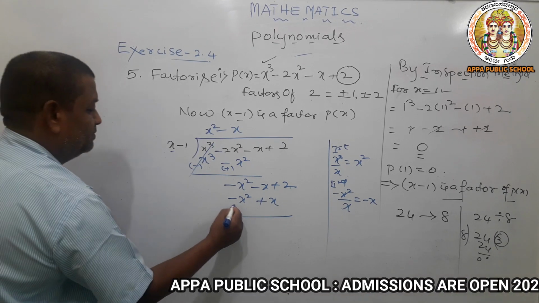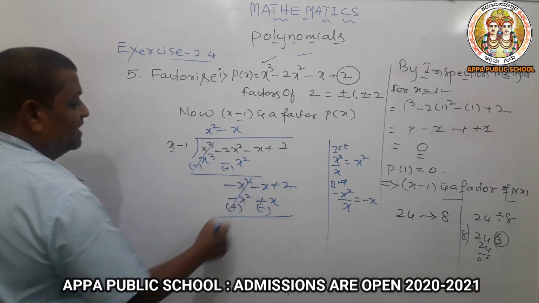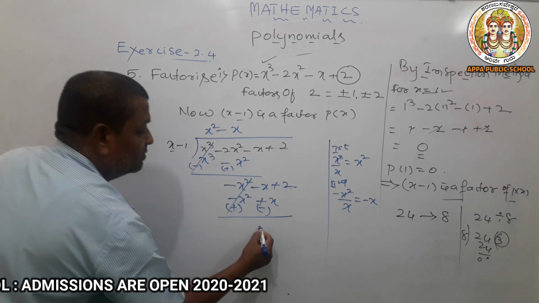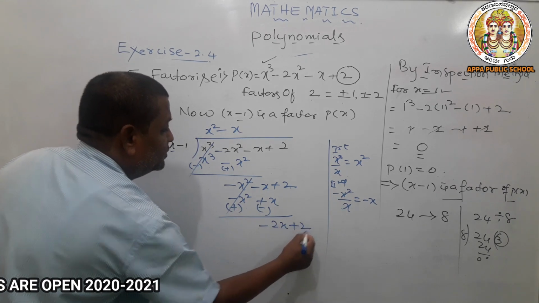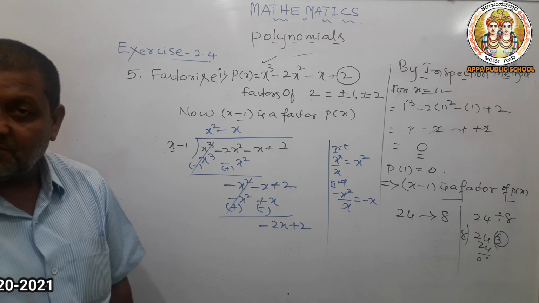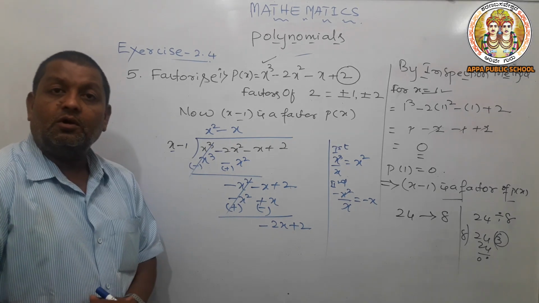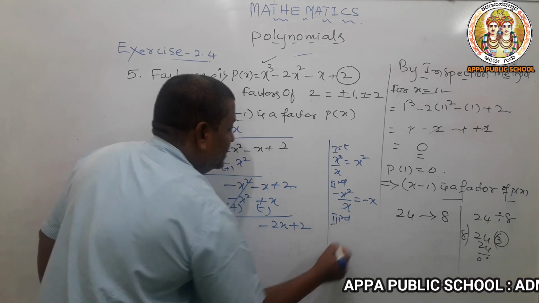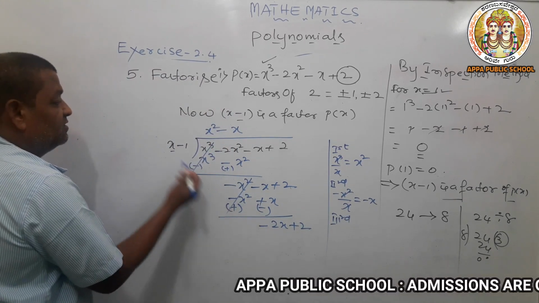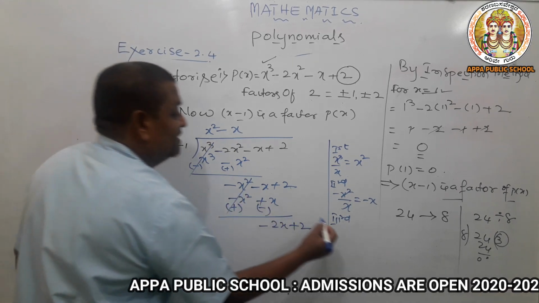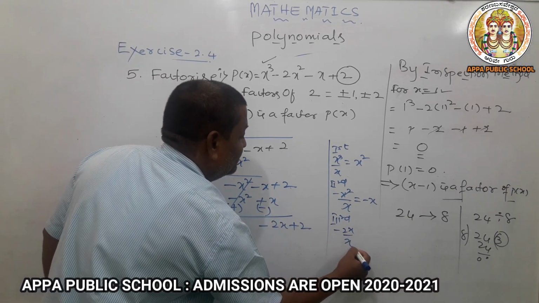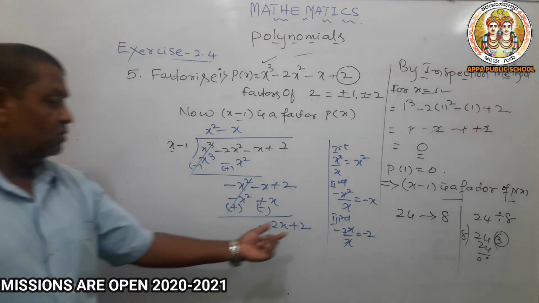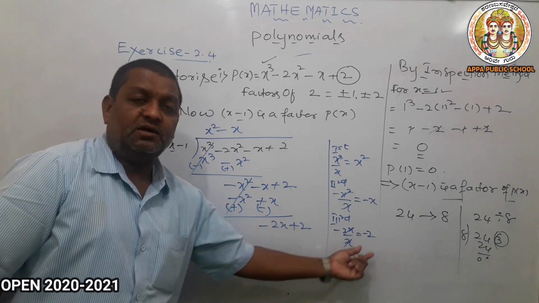Change the sign, cancel. Here minus, minus x, minus 2x, plus 2. Minus x, minus 2x, plus 2. Third, last step. What is that? Minus 2x, we need to understand what the quotient is, that is x. So minus 2x by x, cancel it, you get minus 2. So easily I came to know the next quotient, minus 2.